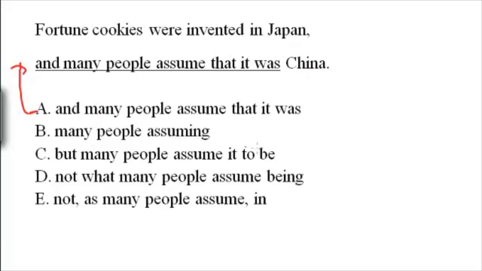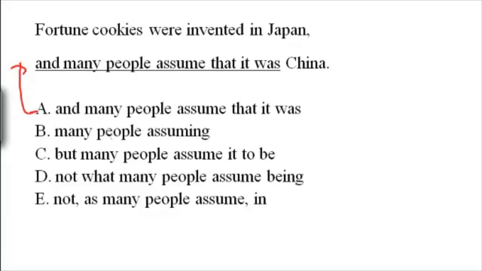So remember, you should do all questions the same way, right? Subject, verb, and what's the main idea of the sentence. And you should find out what the non-essential information is. So in this case, cookies were invented in Japan. That's the main idea. And I think what they're trying to say is that a lot of people think it's actually from China, right? It was invented in China, right? So let's look at these questions. We'll skip A for now. We'll come back to it.